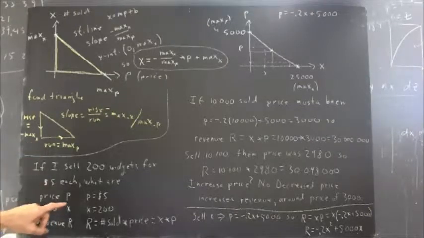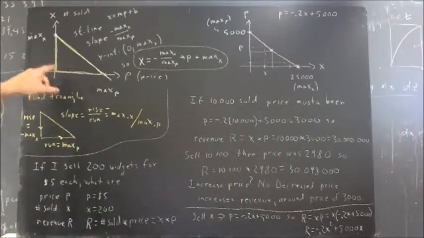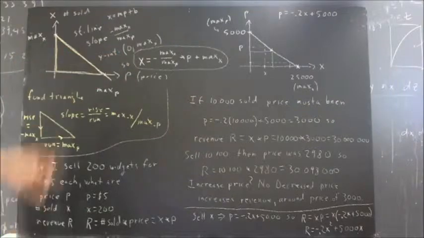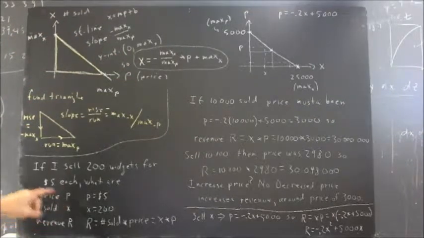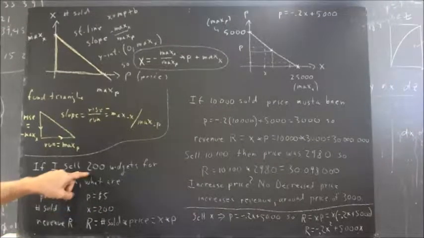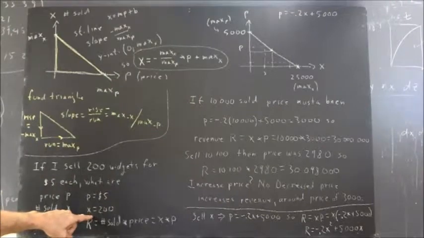Now, price, we use P. Remember, if we do a graph of X, number sold, versus P, the price, X is the number sold, P is the price. Price P. Well, that's our $5, isn't it? How many sold? Well, that's our 200 that I sold. It says so right there. That's 200.